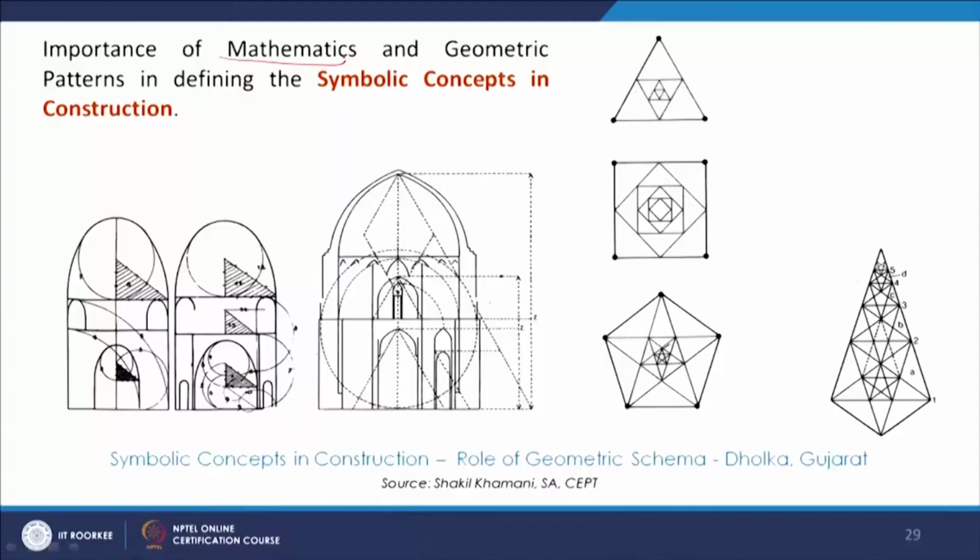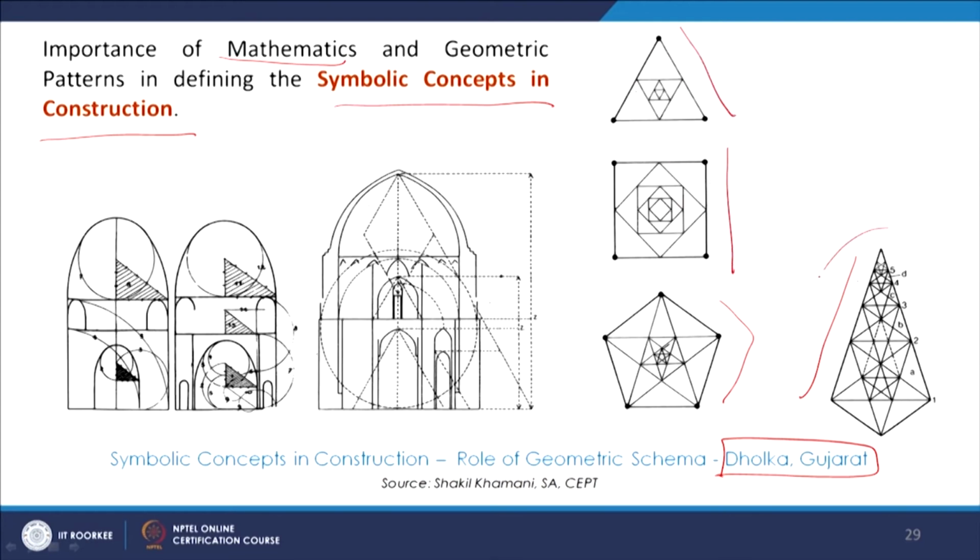that were given. So because we are talking about the importance of mathematics, the mathematics and geometric patterns also help in defining the symbolic concepts in construction. So if we see this mosque in Dholka, Gujarat, here also we see a lot of systems, geometry, triangles, and how the entire play of triangles generates a certain geometry over here, and then how the construction is done.